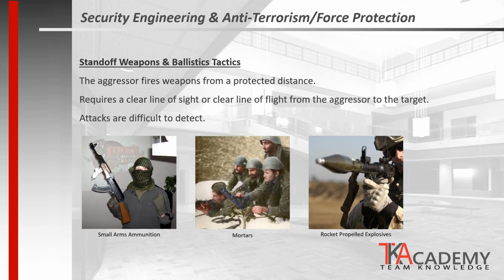The standoff weapons and ballistics tactic is when an aggressor fires weapons at an asset from a protected distance. To do so, the aggressor requires a clear line of sight or clear line of flight from the aggressor's position to the target. These types of attacks are difficult to detect. Examples would be small arms ammunition, such as from pistols, rifles, or automatic weapons, mortars which are launched at an asset, or rocket-propelled explosives.